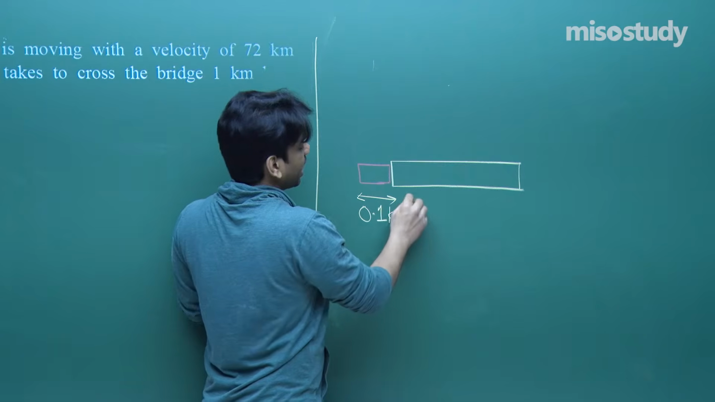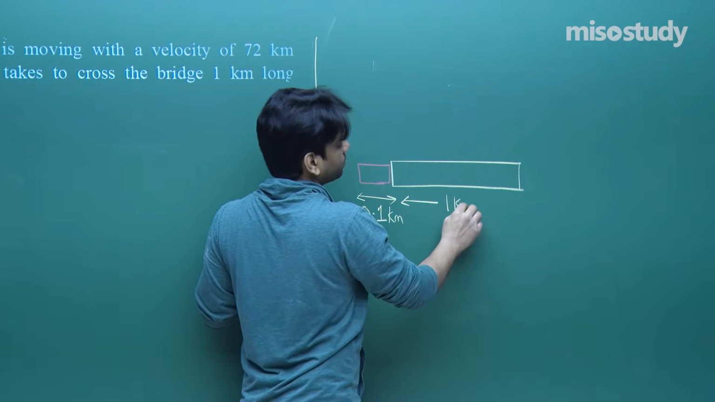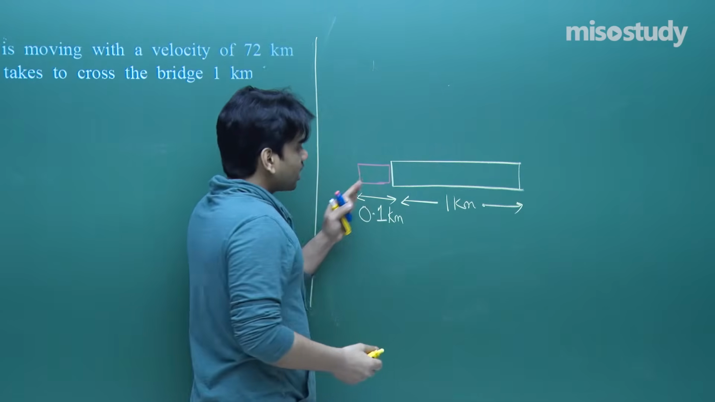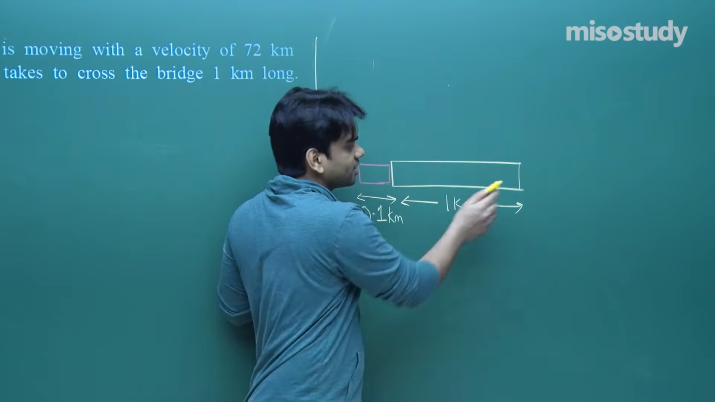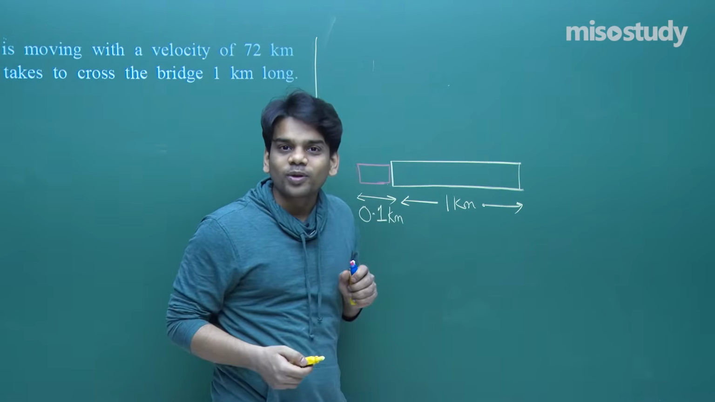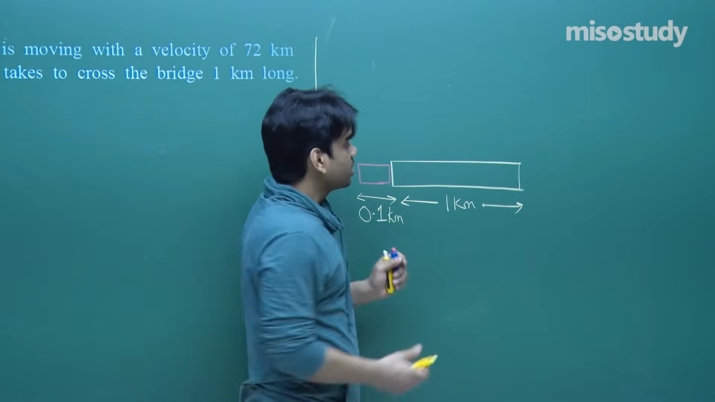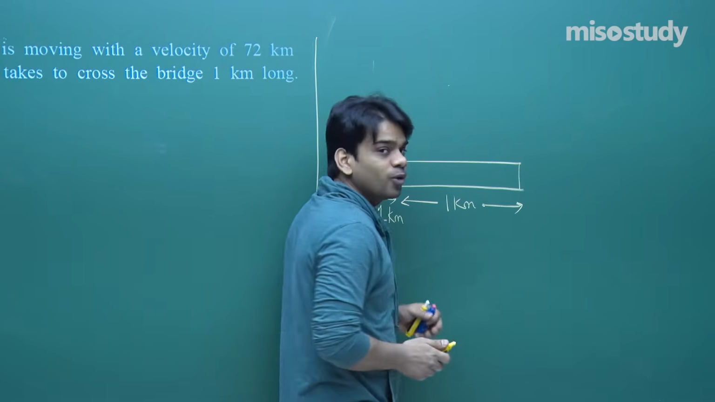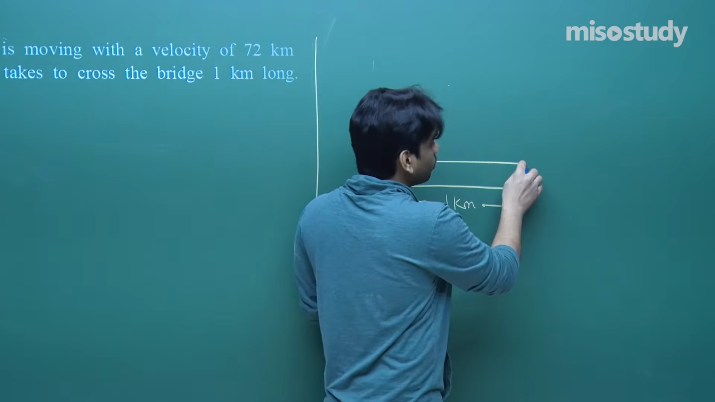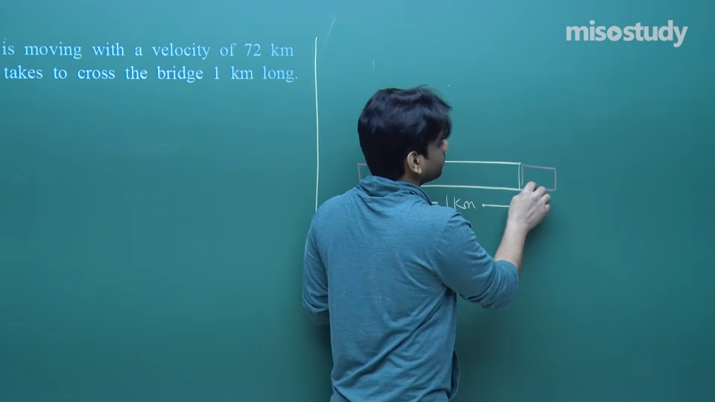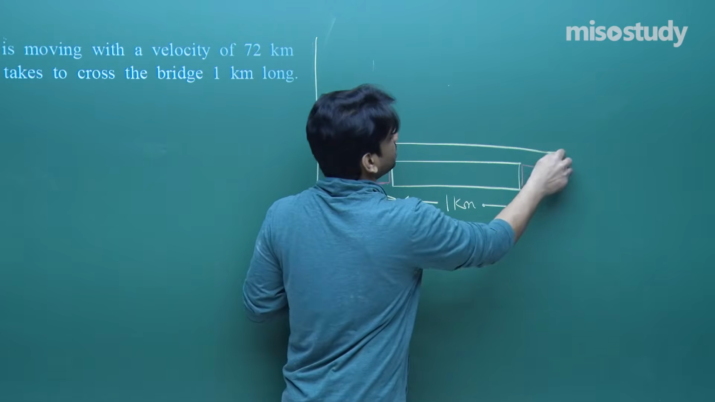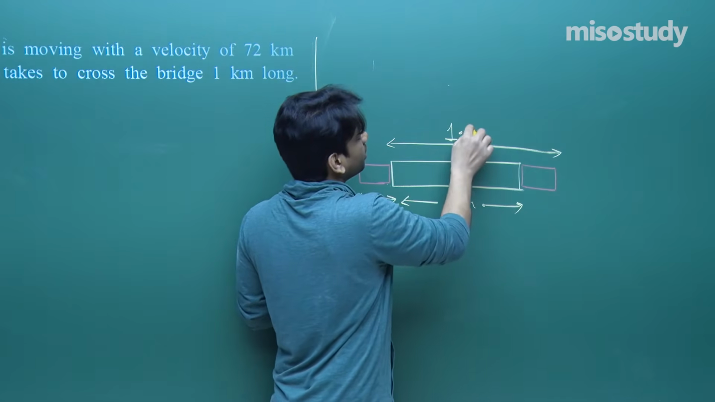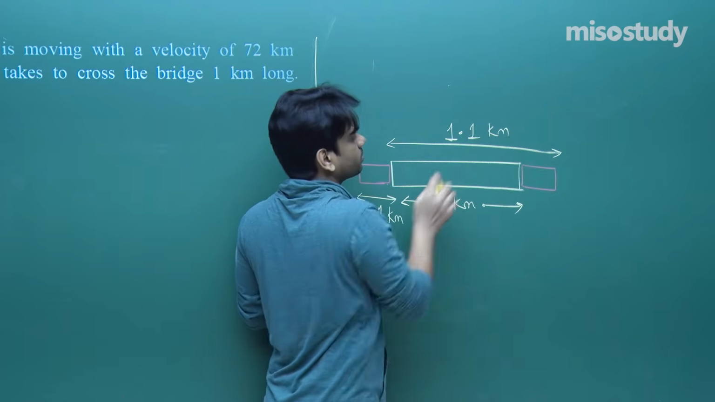And the entire bridge is 1 kilometer. Understand? Now observe this front end. As this front end reaches here, it would have traveled 1 kilometer, but it has to cross the bridge. So it will further travel its own length, that is 100 meter, to cross the bridge. So in total, the train would have traversed this much distance, that is 1.1 kilometer.